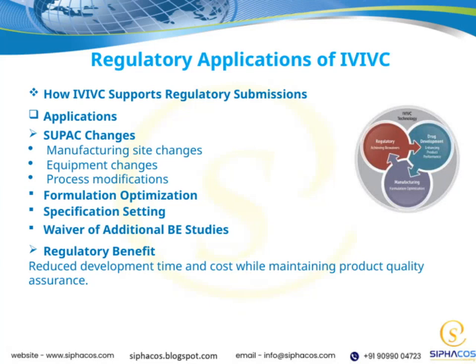Let's talk about how IVIVC plays a crucial role in regulatory submissions. It supports a range of applications, from SUPAC changes like manufacturing site moves, equipment swaps, or process tweaks, to formulation optimization and setting product specifications. One of the biggest wins, it can help waive the need for additional bioequivalence studies. That means less time and money spent without compromising on product quality or safety. It's a powerful tool for streamlining development and meeting regulatory expectations.